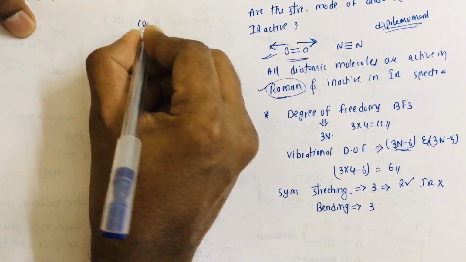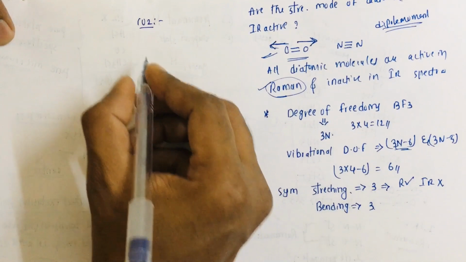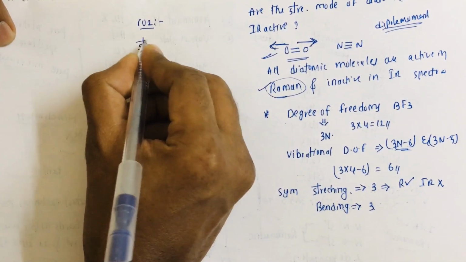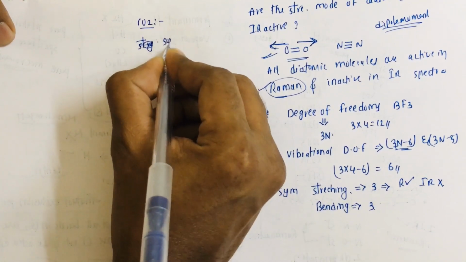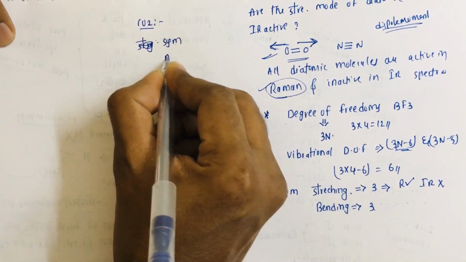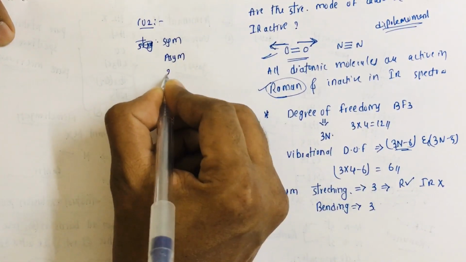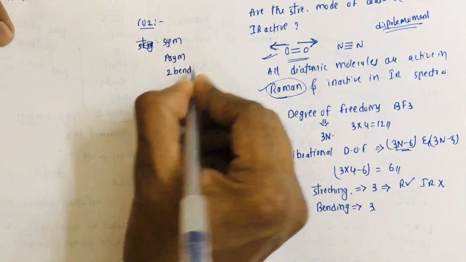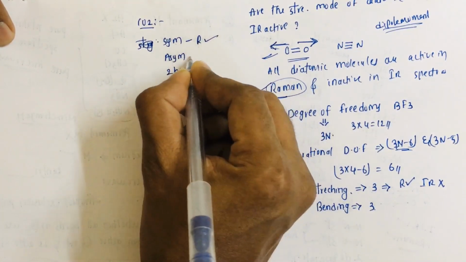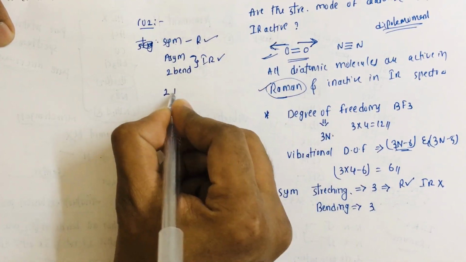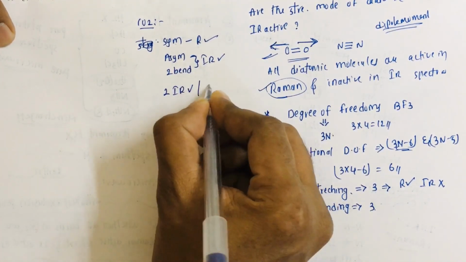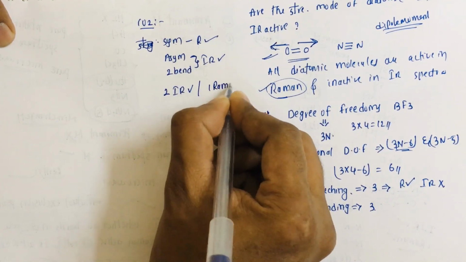Then we have CO2 molecule. So we have one symmetric stretching, one asymmetric stretching, and 2 bendings. So this is Raman active, these 2 are IR active. So total we have 2 IR active modes and 1 Raman active mode.